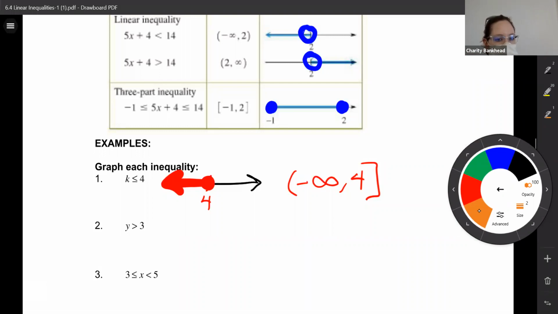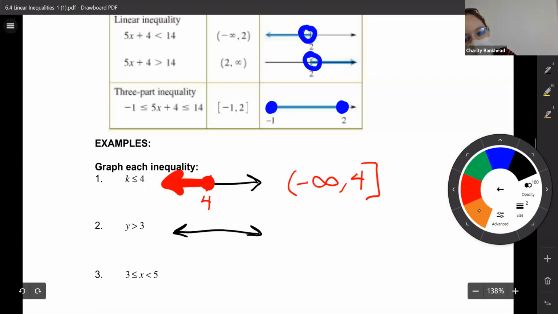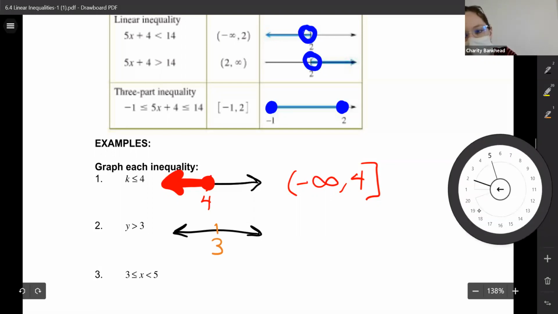So number 2 says y is greater than 3. So I'll make my little number line with 3 on it. And then this time I'm going to use an open circle because it doesn't have the or equal to part. And then greater than, so I'm going to shade it to the right.